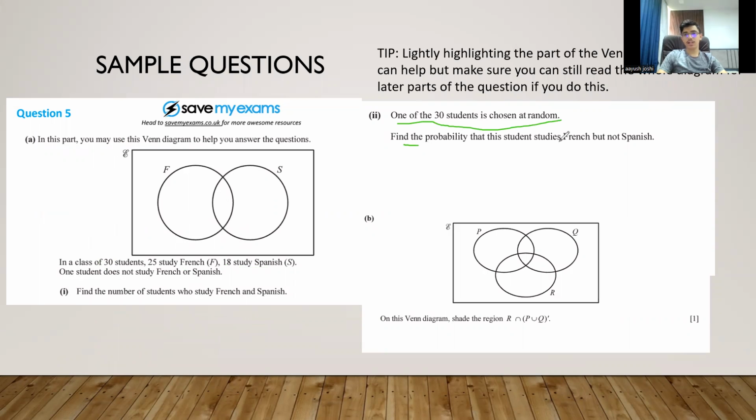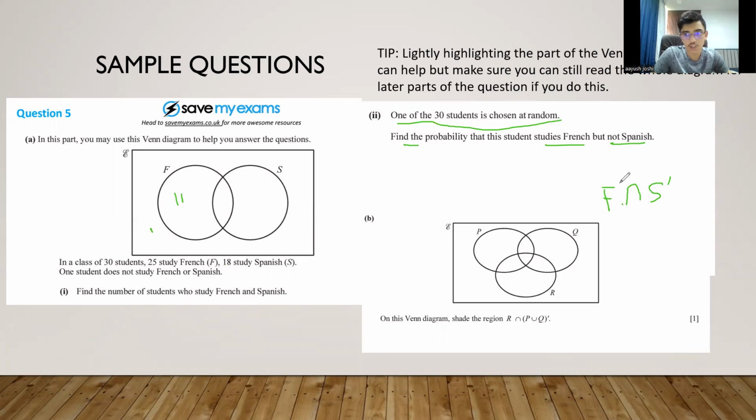Okay, one of the 30 students is chosen at random. Find the probability that this student studies French but not Spanish. So what they basically mean is the intersection of F with S complement. Okay, that's what they actually mean. So S complement is everything outside S. So we have 11 and 1 here, that they don't study French and Spanish.